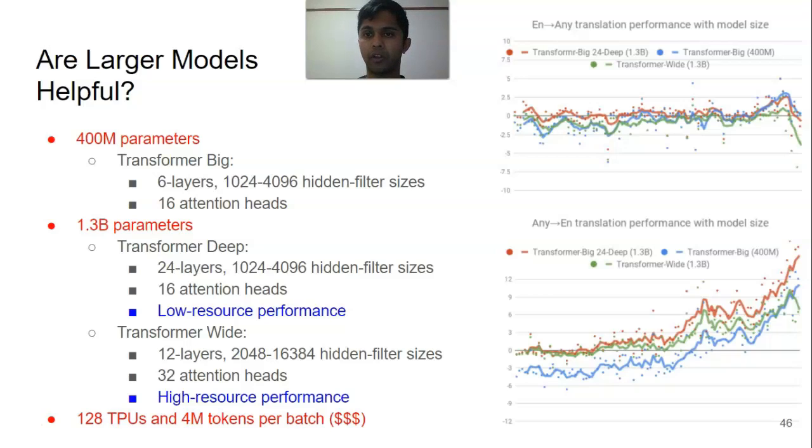If you look at the plots on the right hand side, once again, the performance for low resource to high resource languages organized from left to right shows that in general, transformer deep models favor low resource translation quality, whereas transformer wide models favor high resource translation. These experiments were mostly conducted on 128 TPUs with 4 million tokens per batch. Now, this is computationally expensive and it's not something most academics can do. Keep this in mind because I'll be revisiting this particular aspect soon.